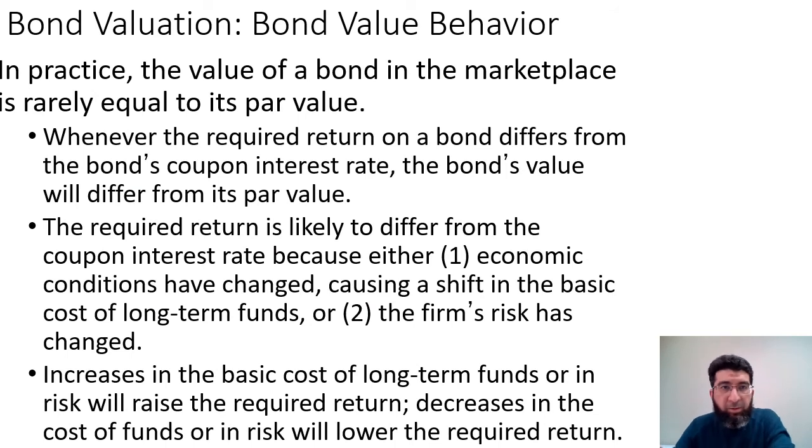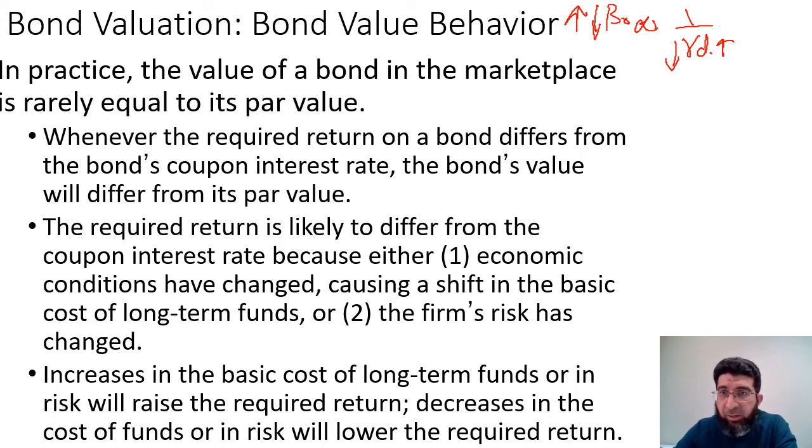So in bond valuation, we are going to look at bond value behavior. From the previous formula, you would know that the bond value is inversely proportional to RD, the cost. So if RD increases, the bond value will fall. If RD decreases, the bond value will increase. This inverse relation is universal for bond valuation, and it's always inversely proportional.